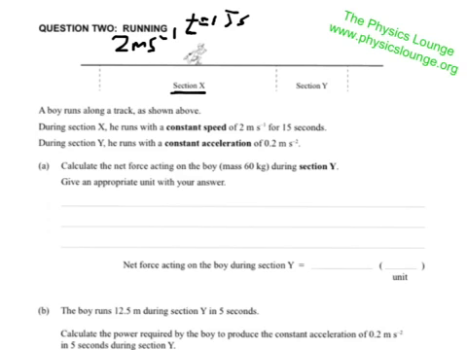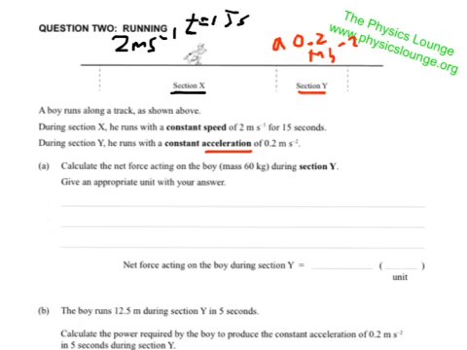During section Y, he runs with a constant acceleration, so not speed, as we've seen in the first one, but a constant acceleration of 0.2 meters per second per second. 0.2 meters per second squared. And that's his acceleration during section Y.